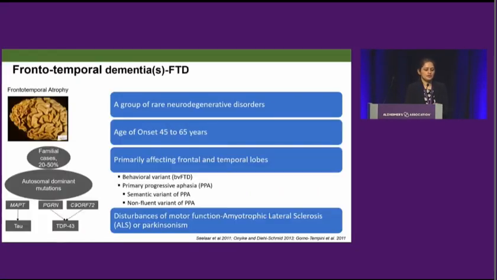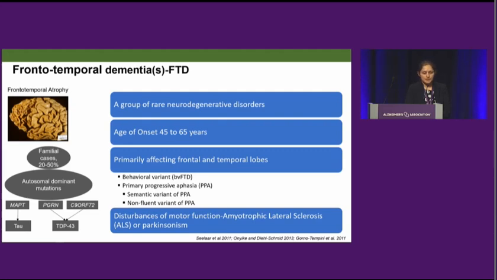As we all know, frontotemporal dementia is a group of rare neurodegenerative disorders which are heterogeneous clinically, genetically, and pathologically. The age of onset is 45 to 65 years, so it's affecting people who might still be working and have familial or financial responsibilities, and that is why FTD is a huge societal burden. As the name implies, the disease primarily affects frontal and temporal lobes of the brain, and people can present with behavioral impairment or language impairment with or without disturbances of the motor function.